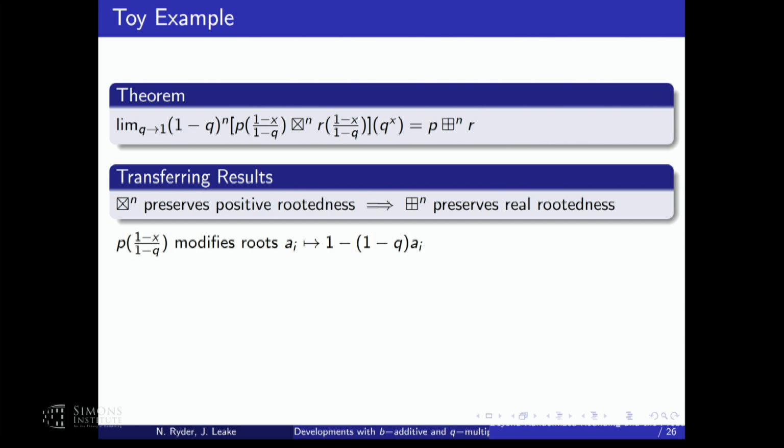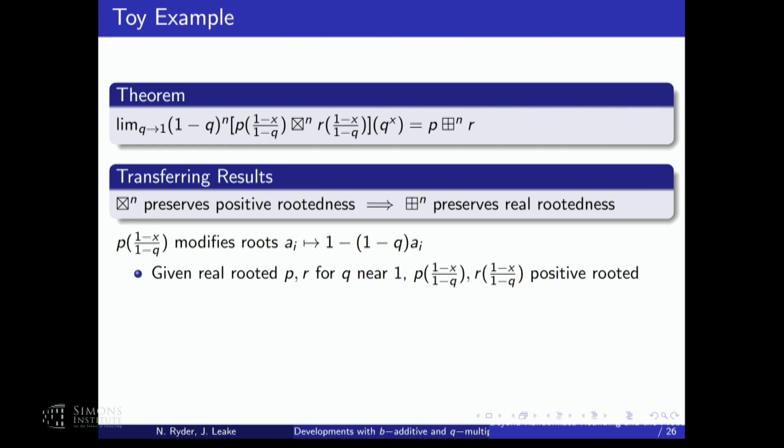So I take two polynomials which are real rooted. And I want to show that this is real rooted. So what happens when I apply this precomposition to them? Well, the roots go to 1 minus q a_i. So as q goes to 1, these roots are getting really close to 1. So for q close enough to 1, my roots are positive, which means these two polynomials have positive roots, and the multiplicative convolution preserves positive rootedness. So when I do the multiplicative convolution, I get positive rootedness.